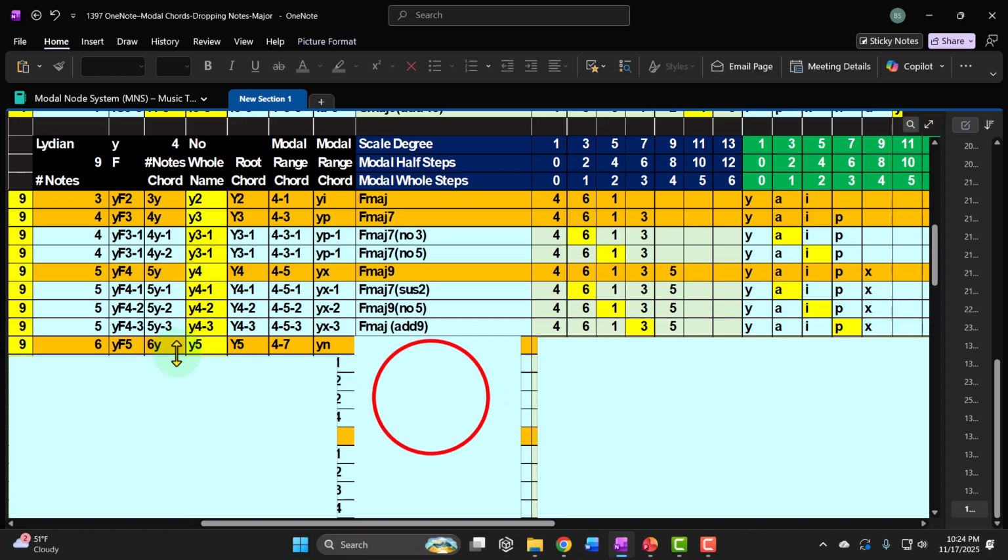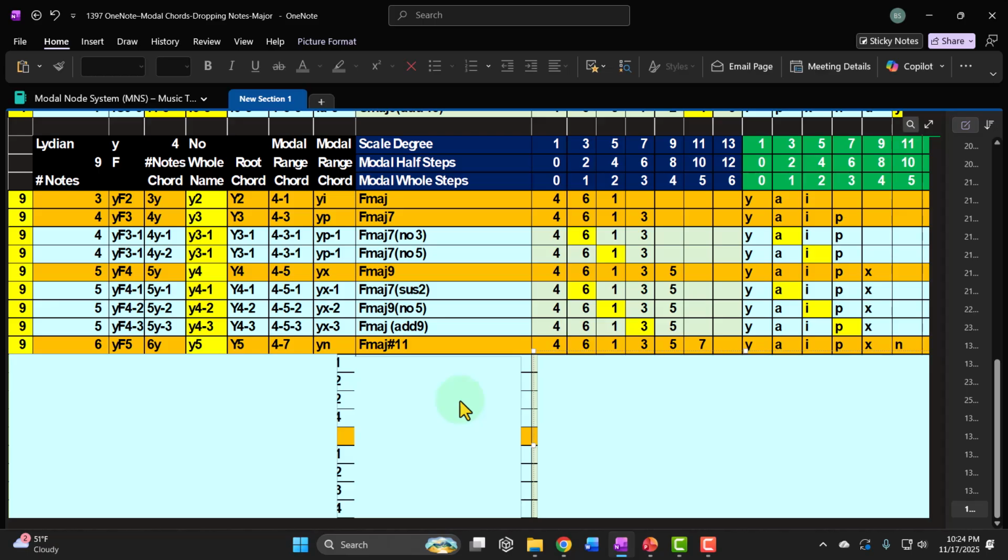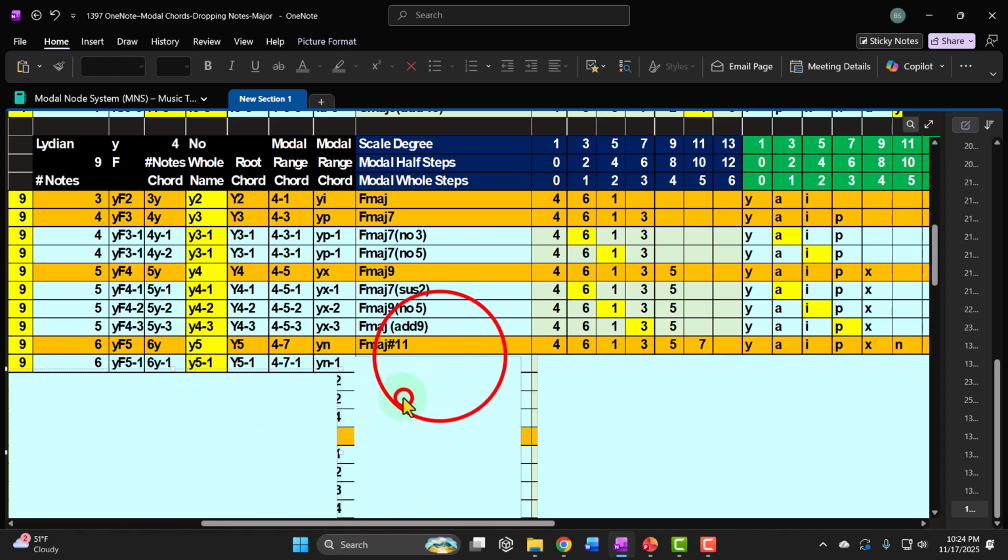All right, what if we say it's a 6-note chord? So now on the Lydian, this is where it causes us a problem because now we have an F major sharp 11, because the Lydian has an augmented 4 or sharp 4, which is the equivalent of the octave up, which is the sharp 11. Okay, so now it's getting a little bit uglier than the major at this point.